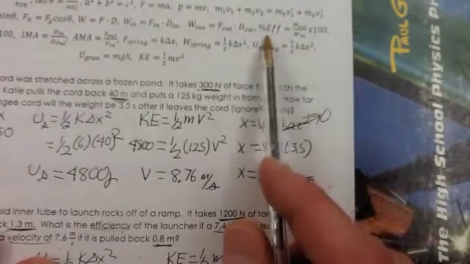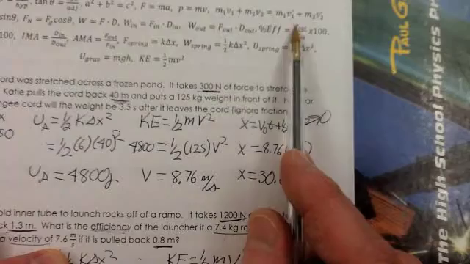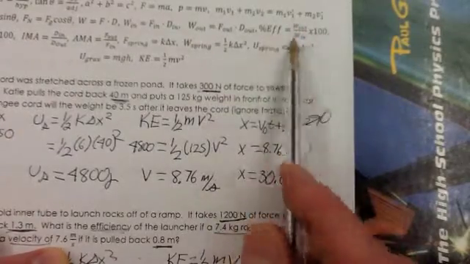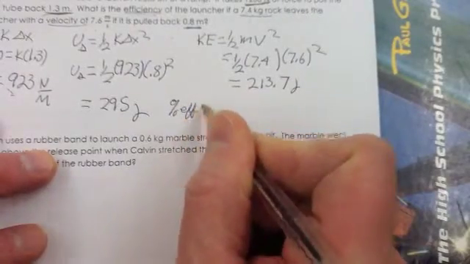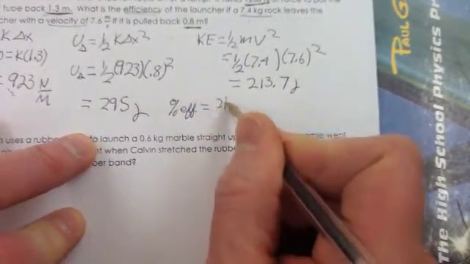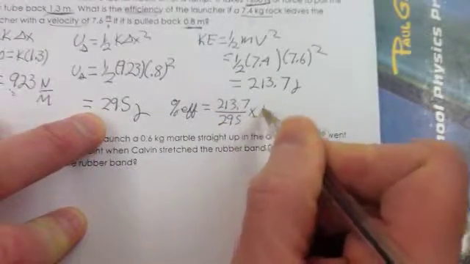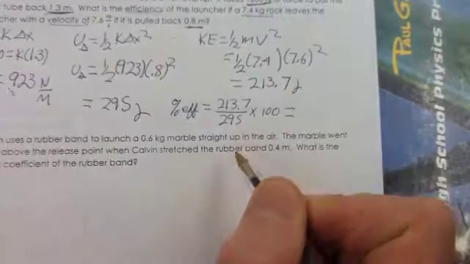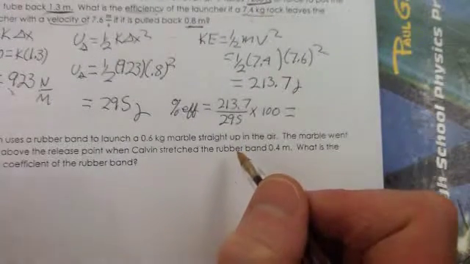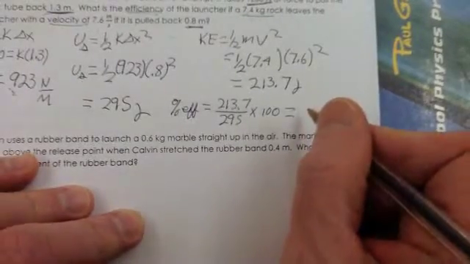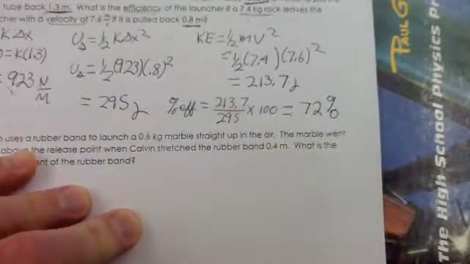Now, my efficiency, the basic definition, work is energy. So it's energy out, what you get out over what you get in, times 100. That's efficiency. So my percentage efficiency is what I get out, which is 213.7 over 295 times 100. So divide that by 295. So it's 72% efficient. And that's how you do problem 2.